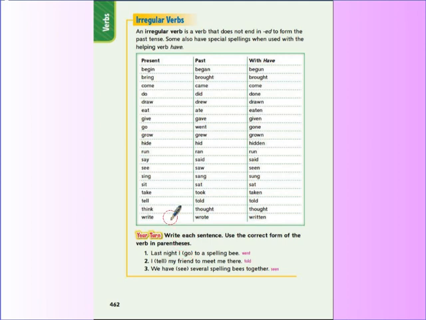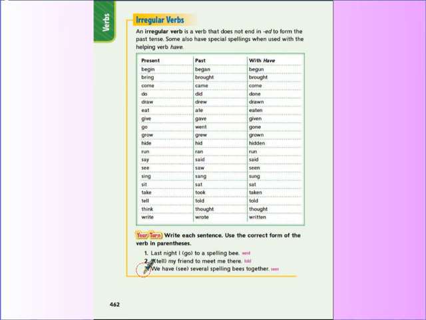Let's go back to the table. Here we have the verb go. What's the simple past tense form of it? It's went. So here I should say last night I went to a spelling bee. Number 2, I tell my friend to meet me there. If I want to change tell to the simple past tense form, it should be written or said as told. Let's check the table. Tell becomes told in the simple past tense.